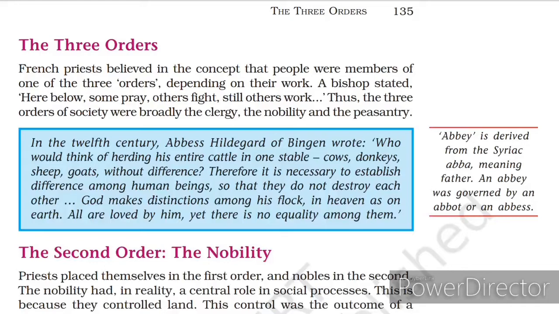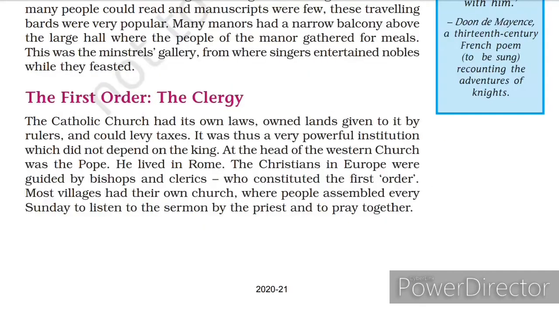So now the bishop stated that these three orders of society can be broadly divided into the clergy, the nobility, and the peasantry. So the three orders are in this form only: the clergy, the nobility, and the peasantry. In other words, you can say the first order, the second order, and the third order. So we will be reading the first order. Now let's see what the first order is. As it is divided, here also it's written that the first order is the clergy.